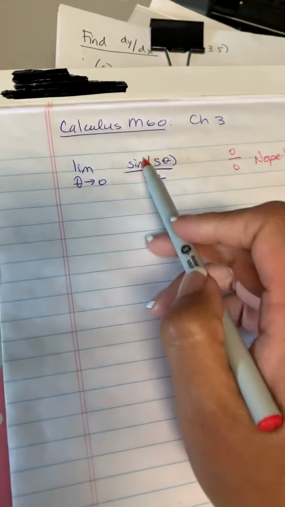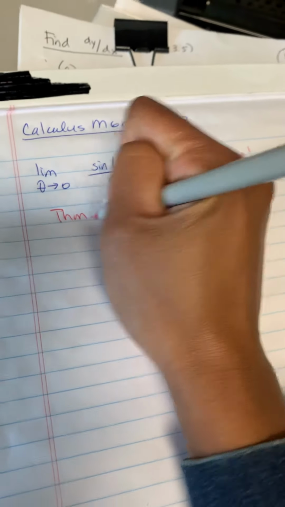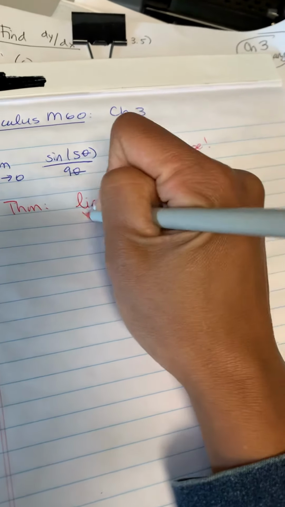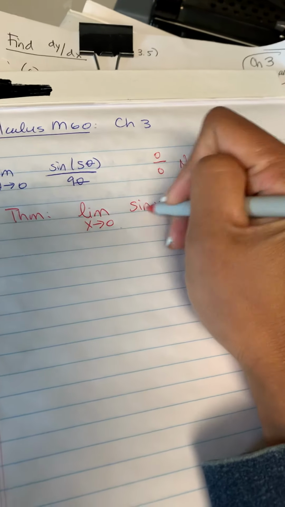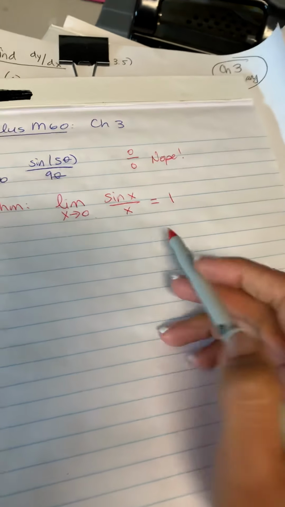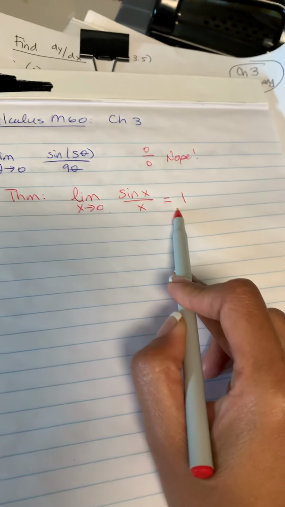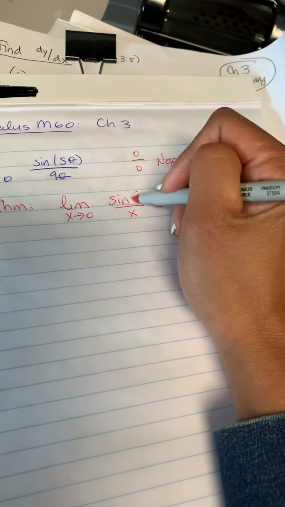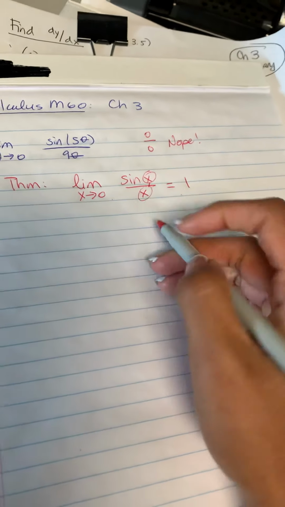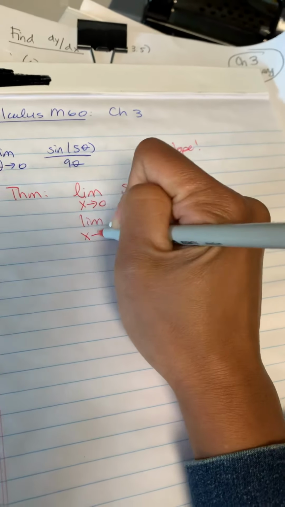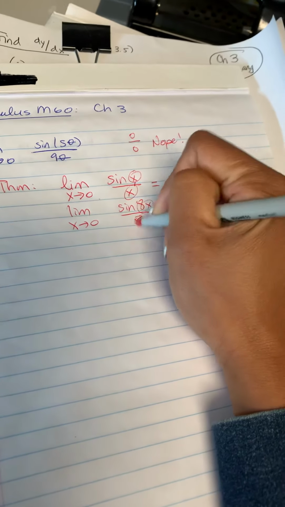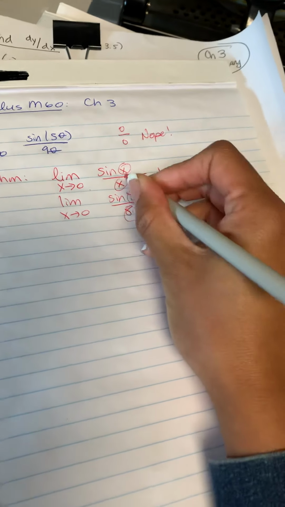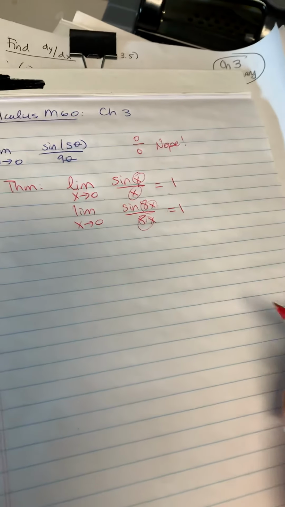The key thing is, when you see a sine, recall the theorem that we learned in class in chapter 3: as theta approaches 0, sine x over x equals 1. This is true whenever these two items are the same. So it doesn't have to be x. It could be the limit as x approaches 0 of sine 8x over 8x. Since these two are the same, using that theorem, it is also equal to 1.